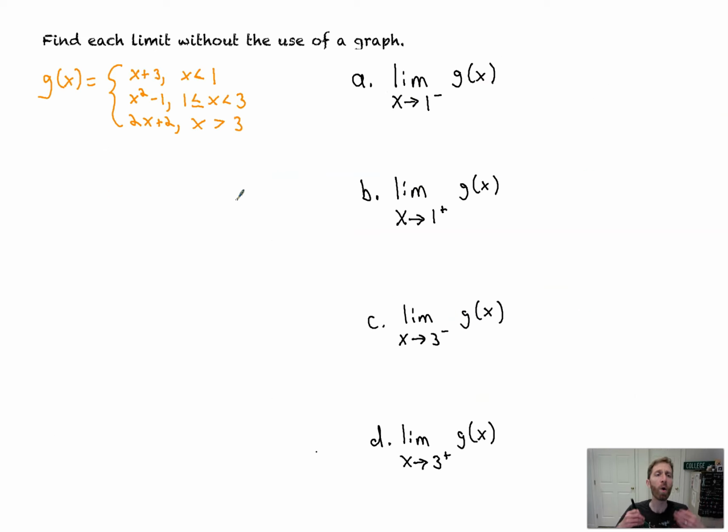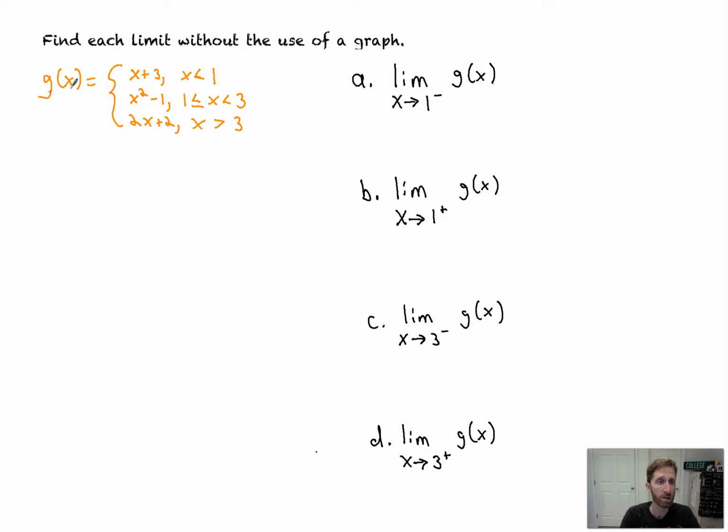So now we're going to deal with one-sided limits when we have no graph. It says find each limit without the use of a graph. So we're going to actually do this numerically. In part A, we've got the limit as x approaches 1 from the left side of 1 of the function g of x. Now what is g of x?